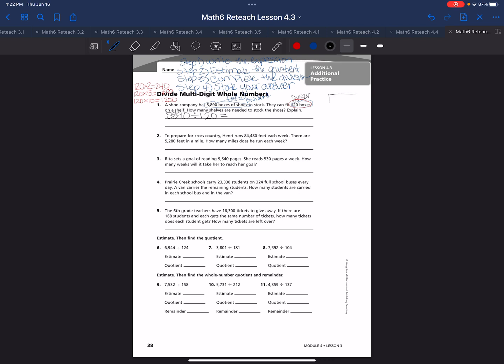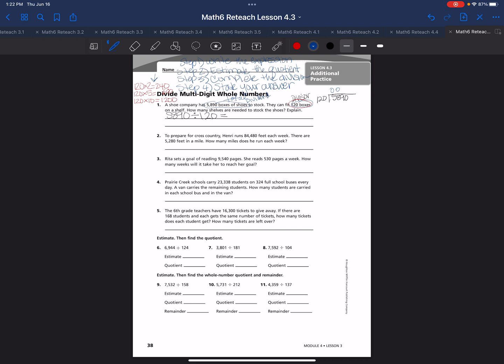Okay, so make sure that your dividend always goes in, I call this the doghouse. It goes in the doghouse, and then the divisor is right here knocking at the door. The other thing important when you do division is you need to really be accurate and take your time and line up your digits. So I'm saying, can 120 go into 5? No, that's not enough. Can 120 go into 58? No. Can 120 go into 589? Yes. How many times?